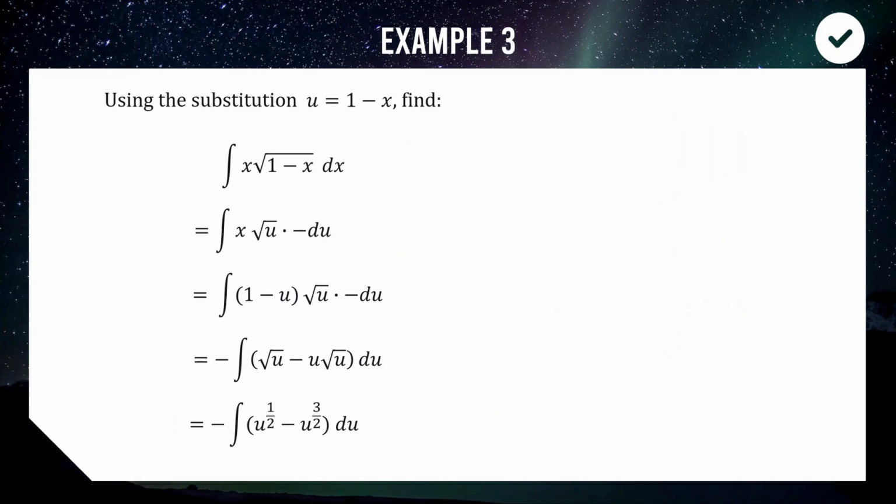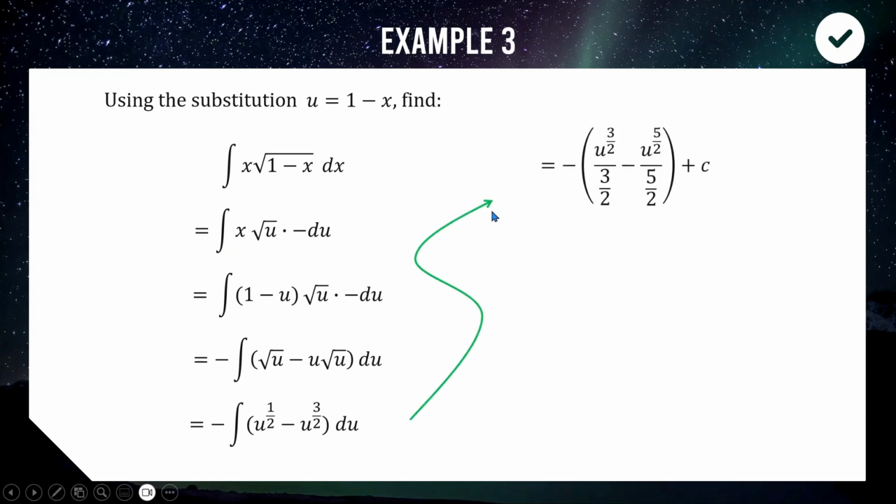Now we can start doing some integration by adding 1 to the power and dividing by the new power. So negative is still out the front. We have a new power of 3 over 2, so we're dividing by 3 over 2. For the second expression, we've increased 3 over 2 by 1 to be 5 over 2, and then divided by 5 over 2. Don't forget your plus c, or it's 10 push-ups. Proof in the comments, please.